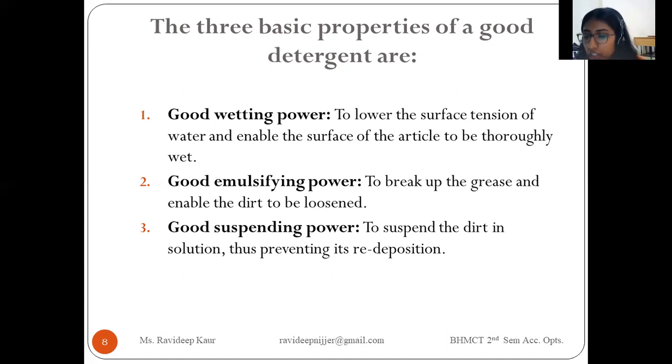And next we have good emulsifying power. In this emulsifying, excuse me students.